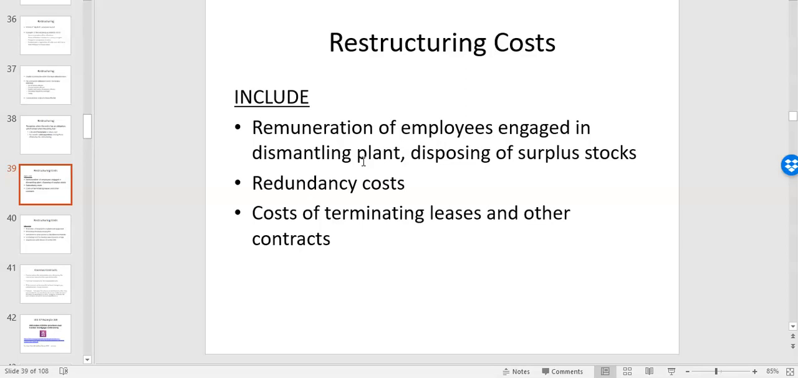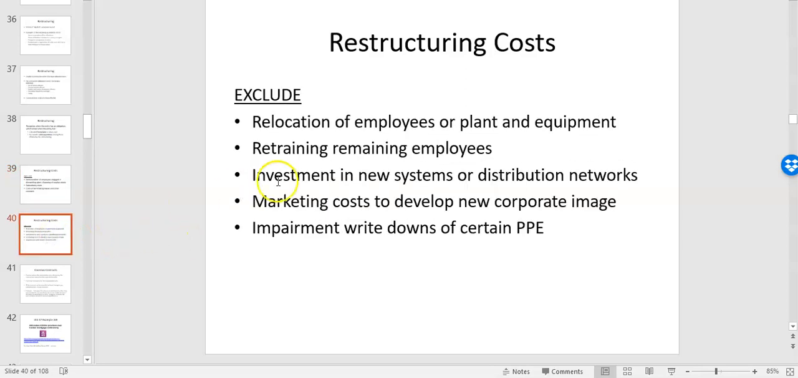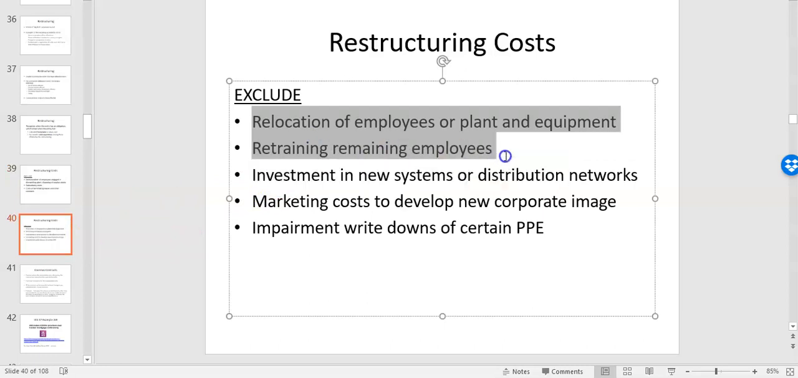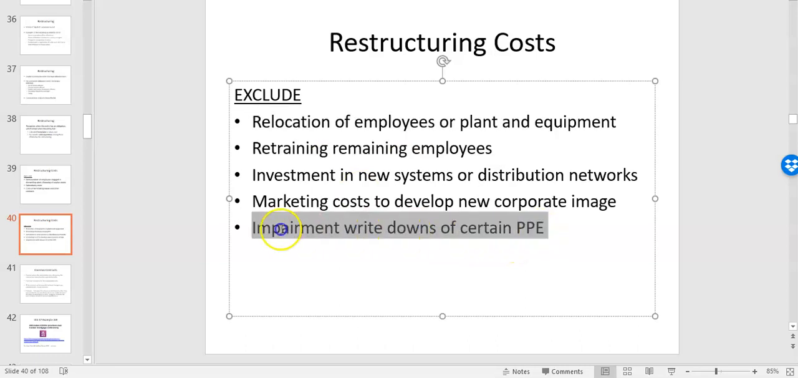There are, however, certain costs that are not allowed to be included. You can't put in relocation costs or retraining costs. Cost of investing in new IT systems or marketing costs for a brand re-image or something like that, none of those are allowed either. They're not allowed to be included in restructuring costs. And any impairment write-downs of PPE go into the other standard, IAS 36, linking to IAS 16.